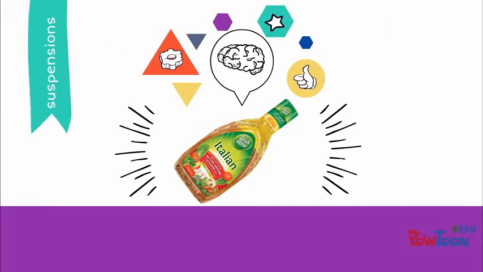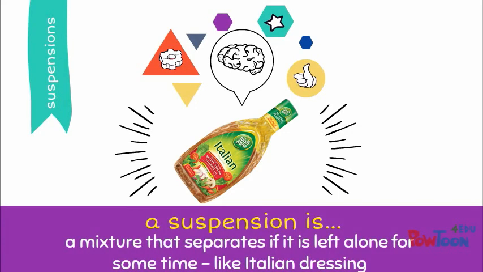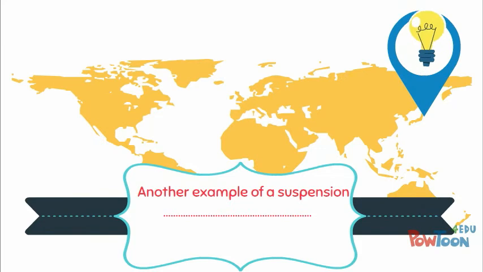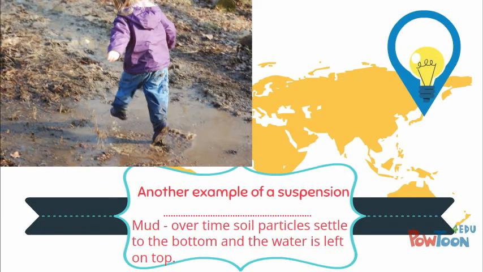Another special kind of mixture is a suspension. A suspension is a kind of mixture that separates if it's left alone for some time. Like Italian dressing, you have to shake it to use it. Mud is another example of a suspension. Over time, the soil will settle to the bottom and the water will be left on top.